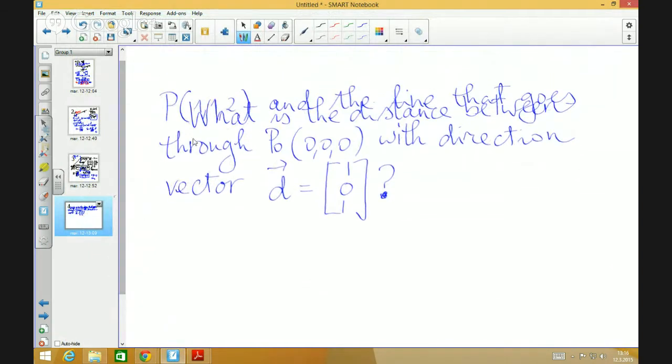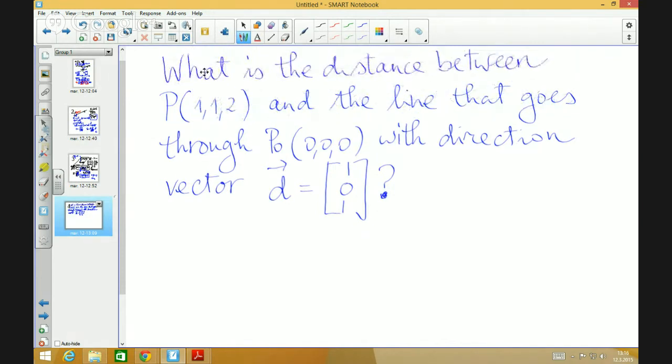Something happened here. It was not like this before, but yeah. There you are.